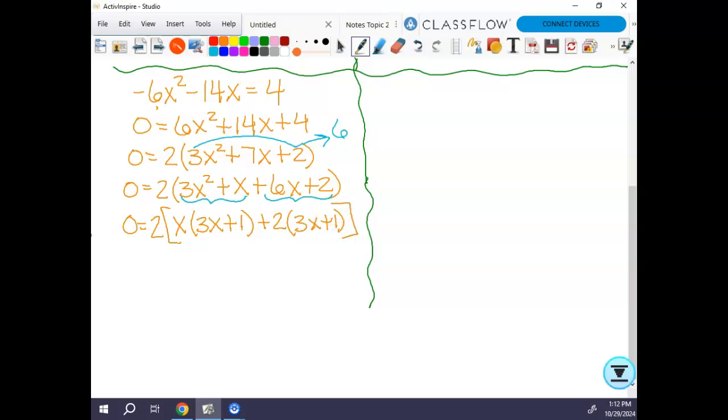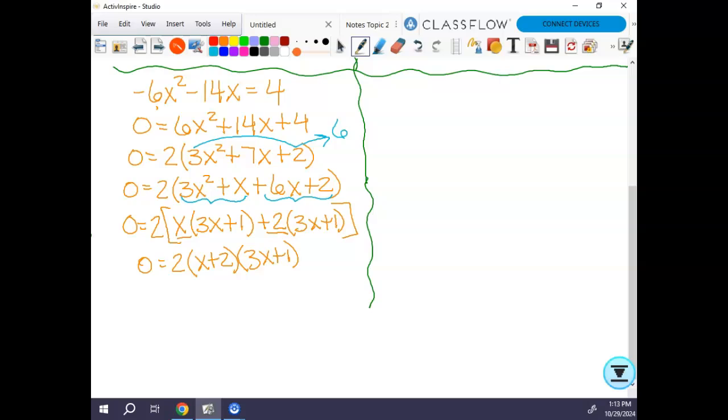Now, could those brackets be parentheses? Absolutely. But when you get a ton of parentheses, it just gets overwhelming sometimes. So I'm just trying to show you different ways to handle that. But I only need the brackets for that one step, because now I will have 0 equals 2 times, and then I'll get this x plus 2 and 3x plus 1. Now that is completely factored.